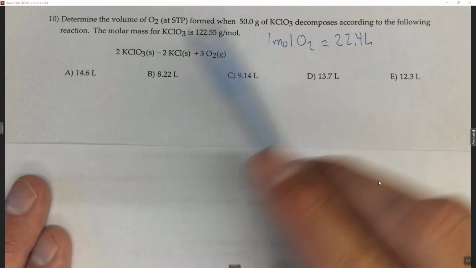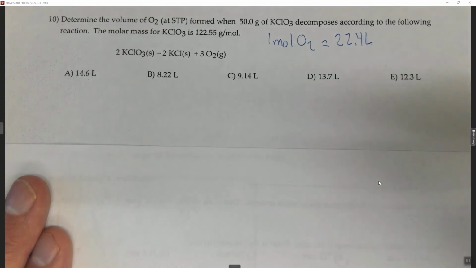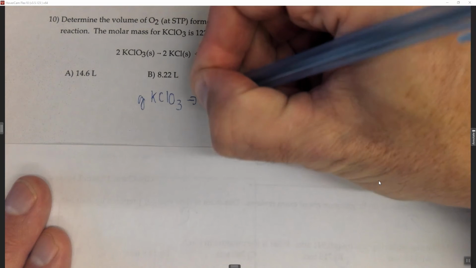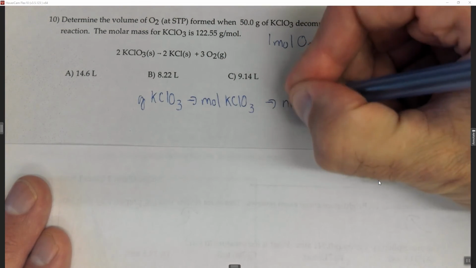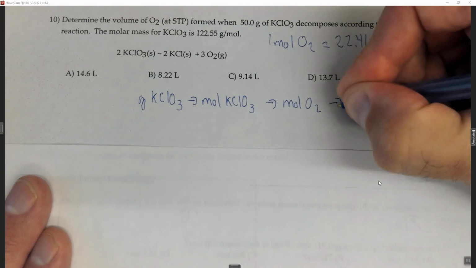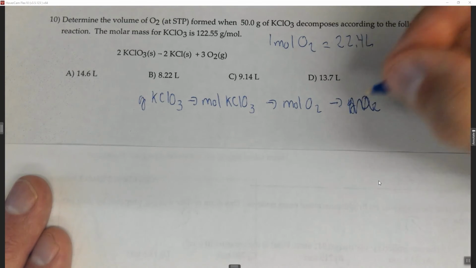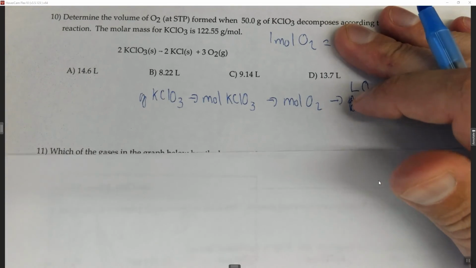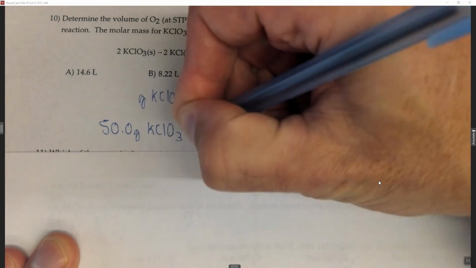We're starting with grams of KClO3. If we could find the moles of oxygen, we could find the volume of oxygen. Specifically, we want to go from grams of KClO3 to moles of KClO3 to moles of oxygen, and then finally to grams of oxygen. No, we don't want grams of oxygen. We could find that. We want liters of oxygen, though. That's what it actually asks us for.